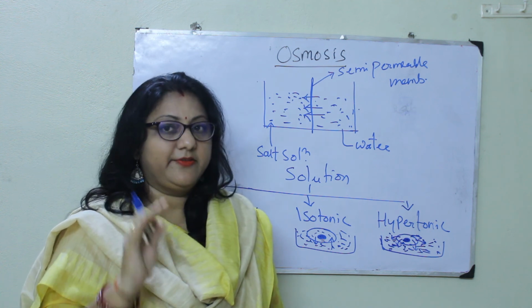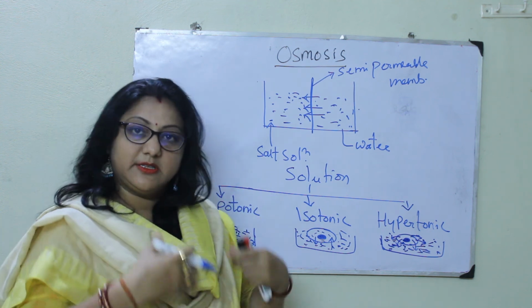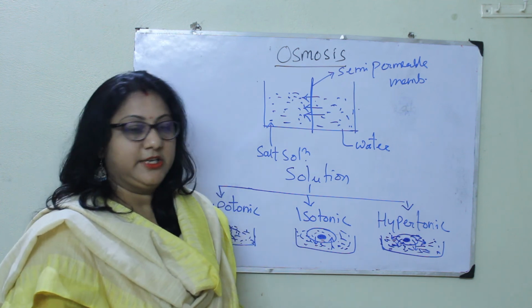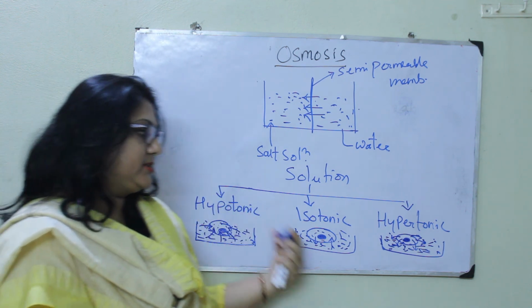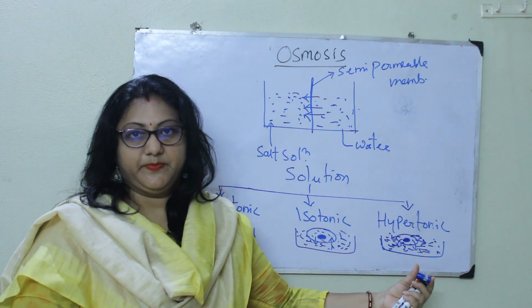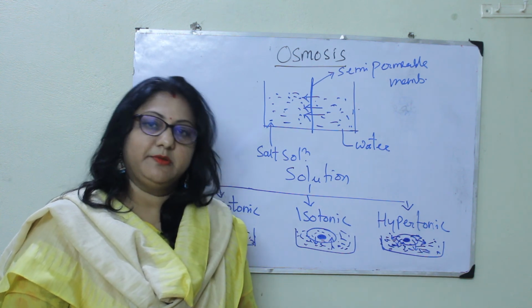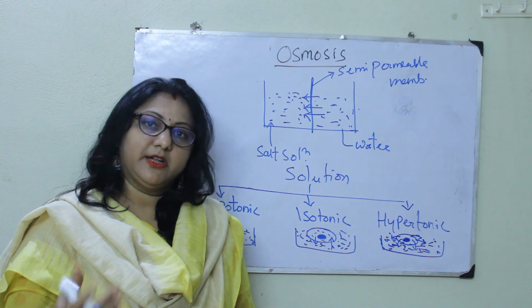Clear? So there are three different types of solutions as per the principle of osmosis. What are they? The hypotonic, isotonic and hypertonic. Clear? So in the next video, we will be discussing the other parts of the cell.